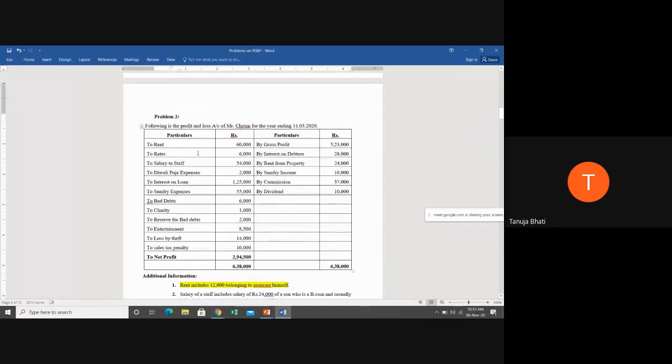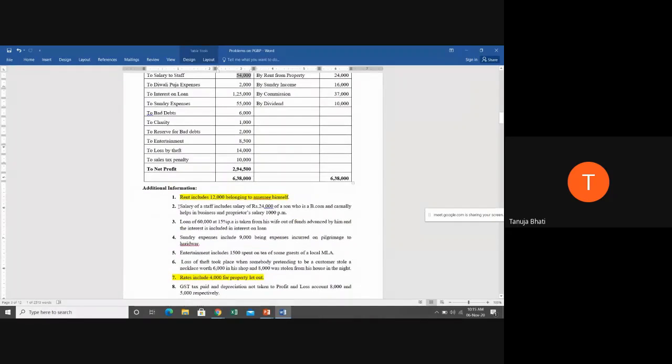Moving ahead. Salary to staff is 54,000. Now, if there is no additional information, we will assume full salary to the staff, and obviously since the word staff is used, it is a business expenditure. It is completely allowed. But before taking a decision, you just need to check whether any information about it is given in the additional information.